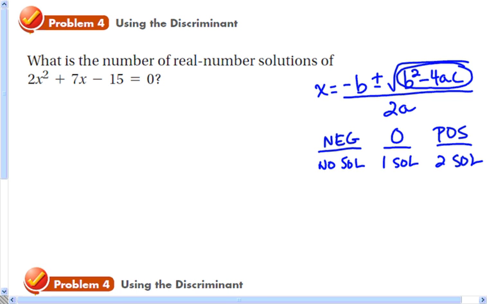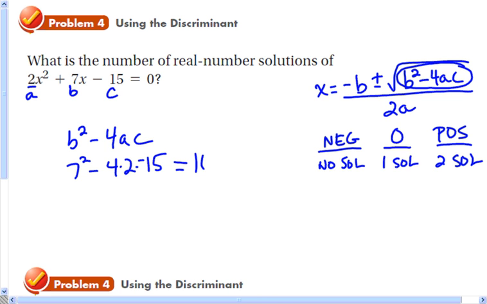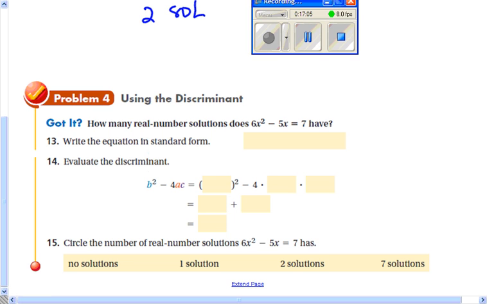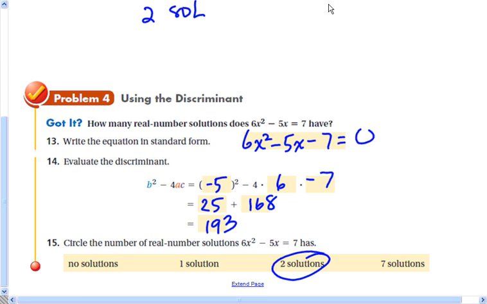So let's take a look at this problem. A is 2, B is 7, C is negative 15. And so we're going to substitute that into the discriminant to see how many solutions there are. So we're going to do 7 squared minus 4 times 2 times negative 15. And we do that, that equals 169, which is a positive number. So that tells us there will be 2 solutions. All right, go ahead, you try that. See if you can find the number of solutions here. You should have found there are 2 solutions because it's a positive number.